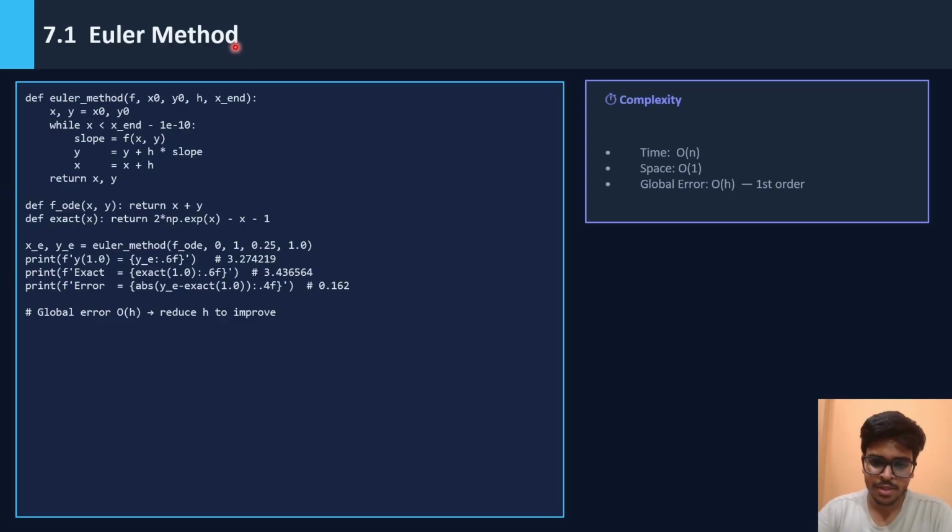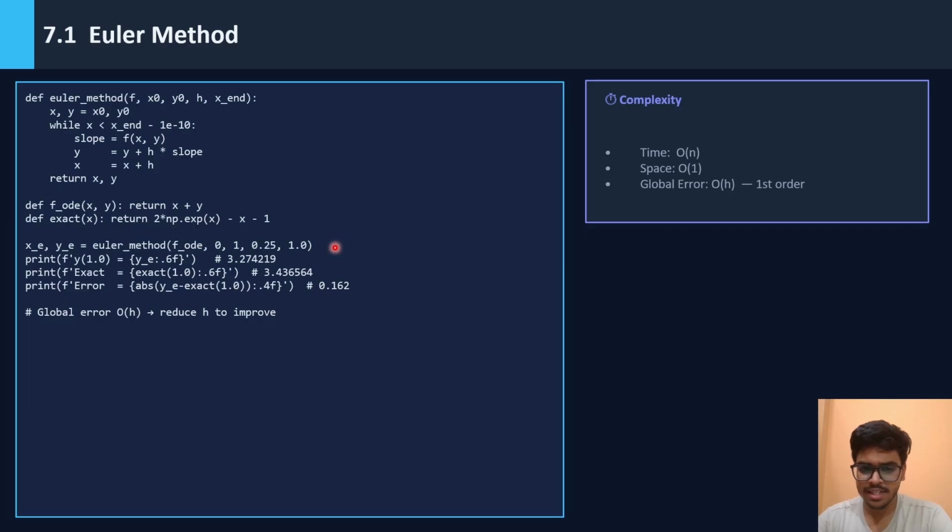Euler method. It is the simplest numerical method for solving ODEs. In the code, we start with initial values of x and y. Inside the loop, the slope is calculated using the differential equation function. Then the next y value is updated using y plus h multiplied by slope. The x value is also increased by step size h. This process continues until the final x value is reached.